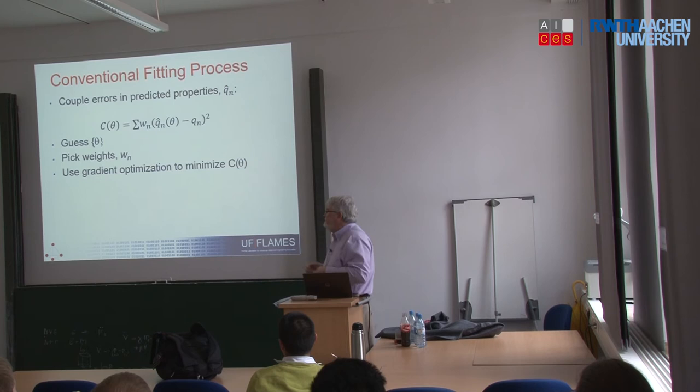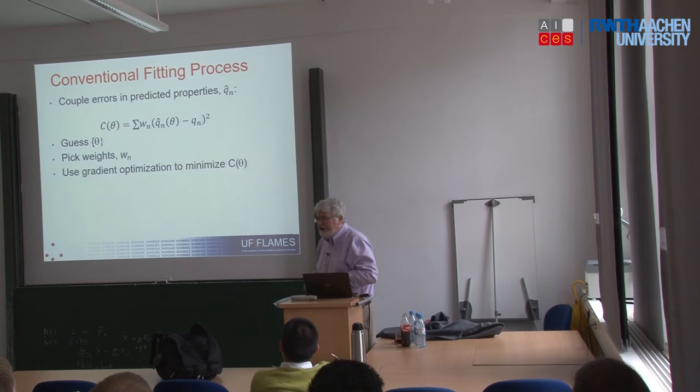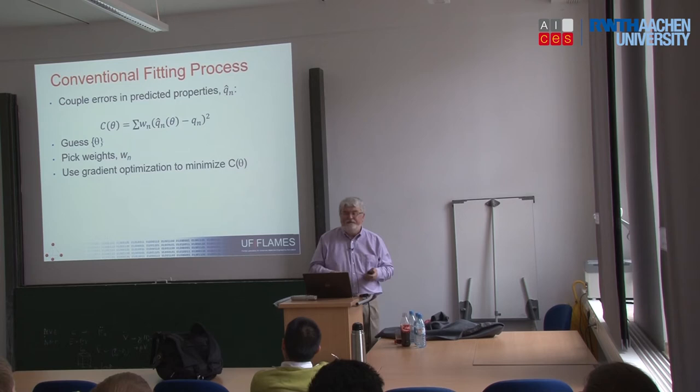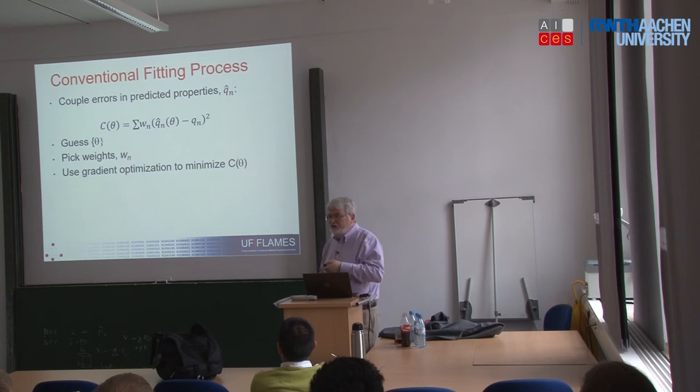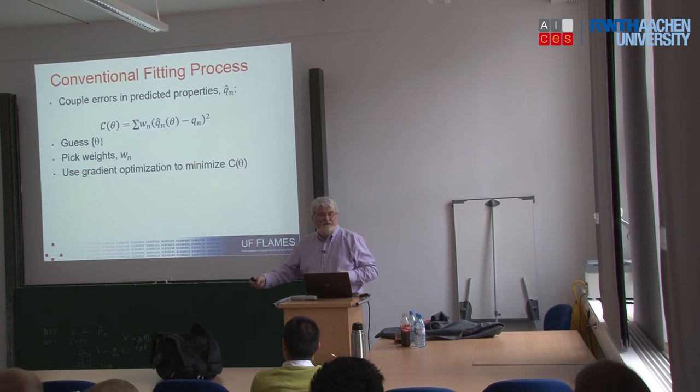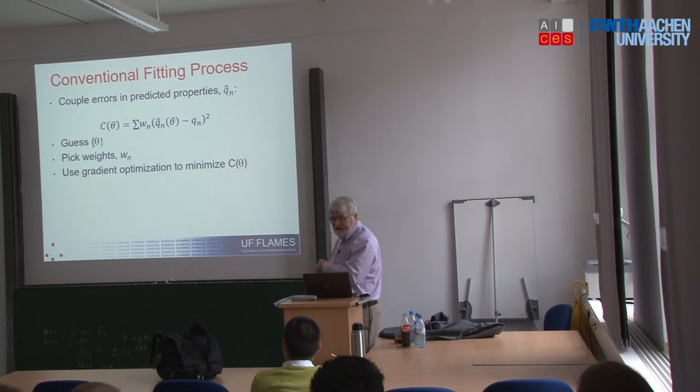So you guess some initial values. You pick some weights. How do you pick weights? Well, okay, the elastic constants are really important to me, so I'll give those a weight of 100. I don't care so much about the defect energy. I'll give that a weight of 1. That's the sort of thing you have to do, which is a crazy thing to do because you don't know how that's going to affect the actual final outcome. And the units aren't even the same, typically. Because these are in different units, so these weights are in different units. So you really don't know quite what you're doing, but you're putting in some value judgments. You're saying some things are more important to me than others. You put that in, you use some gradient optimization process, you minimize C, and it pops out some parameters, typically.